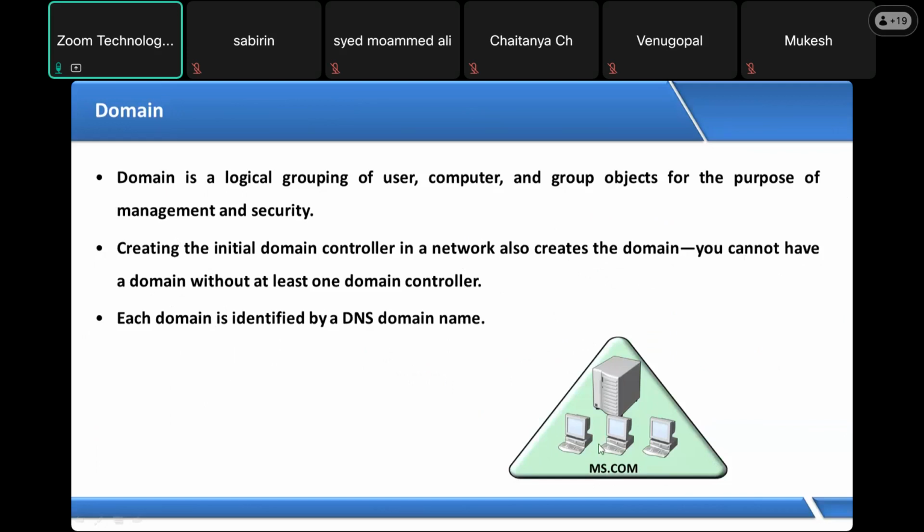Domain is identified with what? DNS name. DNS name means a name with extension. A name with extension is called the domain name. So there are two types of names. I will repeat one more time, don't worry. Just see here.